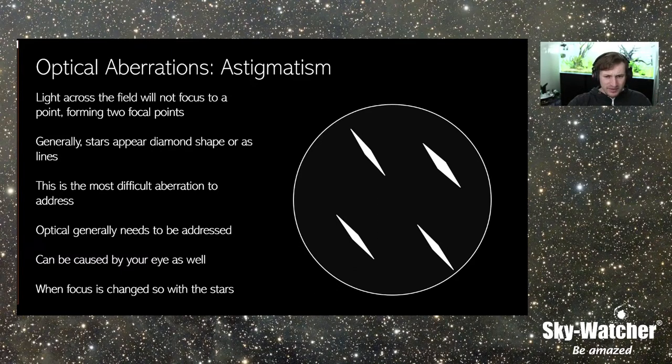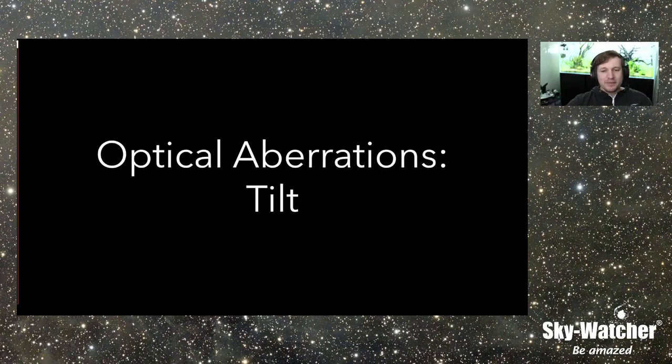So that's astigmatism. It's the most difficult one to deal with because you have to pin down where the actual issue is. Another one that comes up a lot, and this is a mechanical issue, is tilt. Tilt is extremely common in astrophotography because we're putting a ton of crap on the back of our telescope.